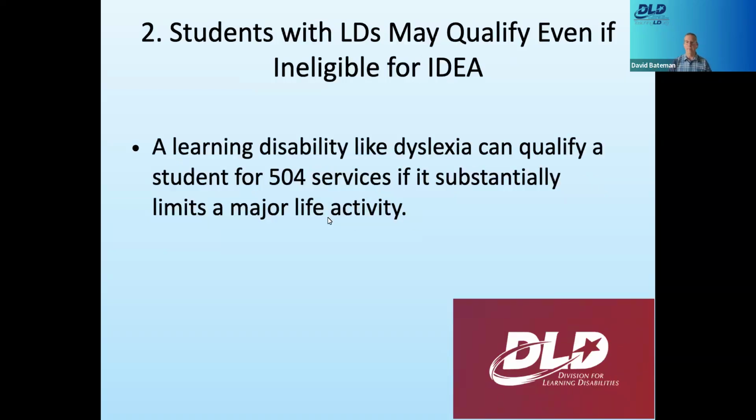Second, students with learning disabilities may qualify even if they're ineligible under IDEA. We have a two-part test for eligibility under IDEA, where you have to have a disability and need specially designed instruction, typically provided by someone certified. So some learning disabilities, like dyslexia, can qualify a student for 504 services if they substantially limit a major life activity. Reading is considered a major life activity, and so we have to think about this.